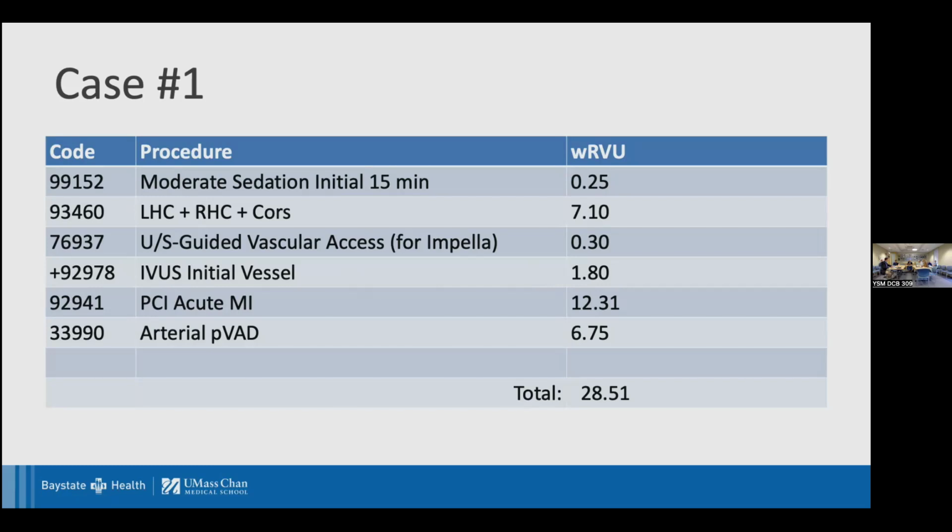PCI for acute MI, so you get a little bit of extra credit, right? Instead of 92928, which is single vessel PCI, you do 92941, PCI acute MI. Okay? And then an arterial percutaneous ventricular assist device, that's the Impella. There's a separate code if it's an arteriovenous device, right? If you're putting in a tandem heart, for example. So all in all, you get 28.51 RVUs here.